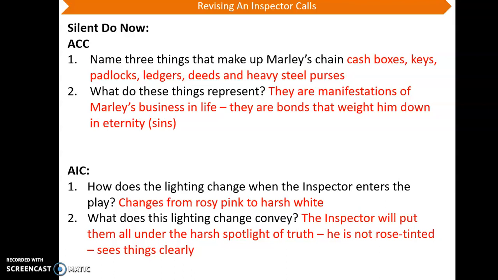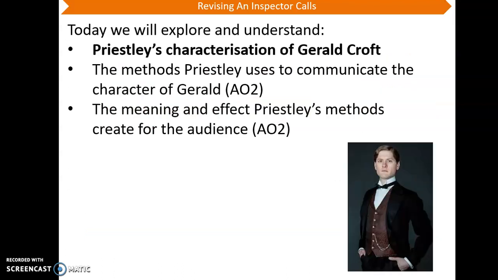If we have a rose-tinted view, we try and look at life in a pretty, positive, fake way. Well, the inspector is not rose-tinted. He sees things clearly and harshly in the bright light of truth. And that's why we have that clever lighting change.